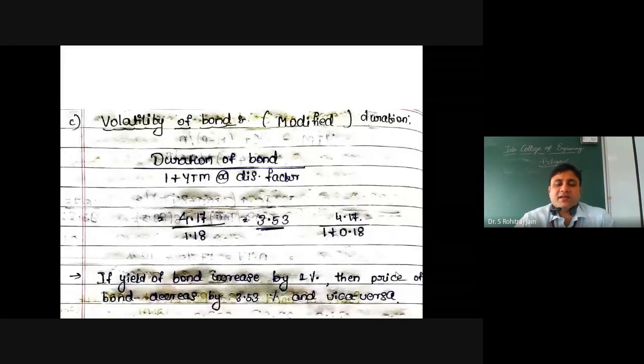So if the yield of the bond increases by 1%, then the price of the bond decreases by how much? 3.53%, and vice versa. So that is what we have to understand from the values we have solved just now. So till here, everyone has understood the problem.